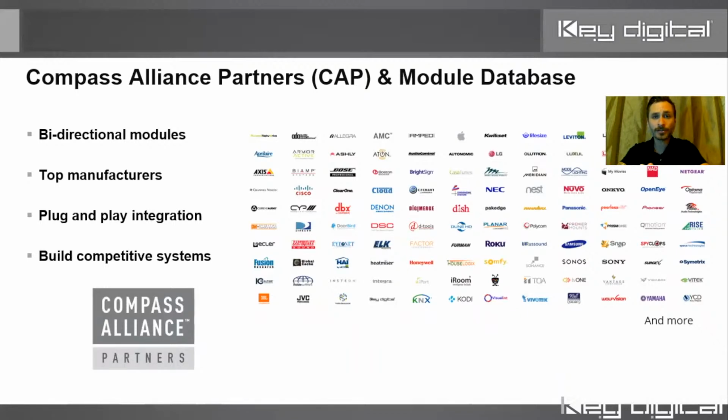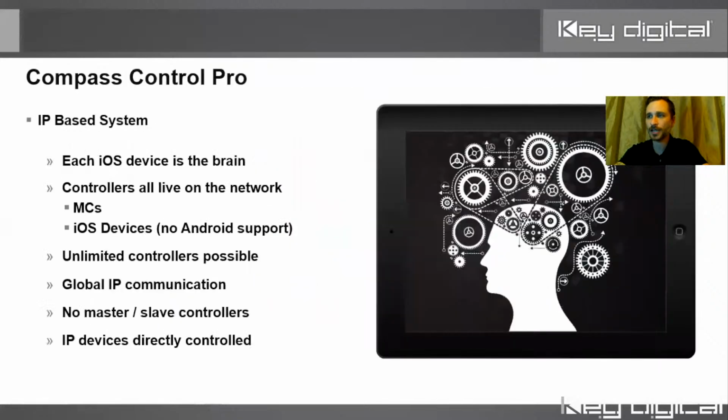So I mentioned some of the modules that are available, bidirectional control modules. We have a long list of Compass Alliance partners, and we have all of those modules listed on our webpage. So you could take a look at screenshots of those modules, and even in many cases, we have videos of those modules in action. You just go to the Key Digital webpage and you go to Products, Compass Control, Bidirectional Partner Modules is what that's called, and you could browse through that entire library.